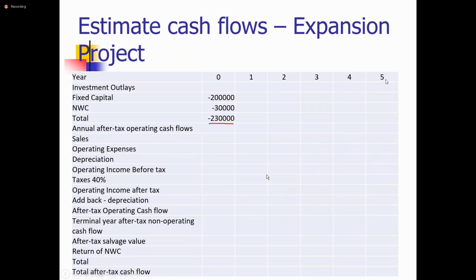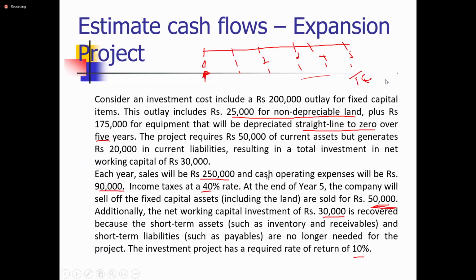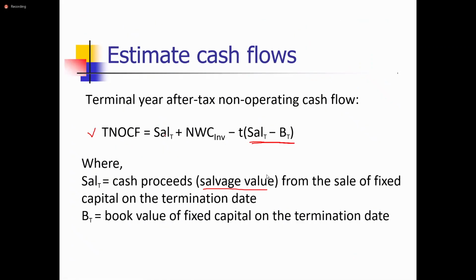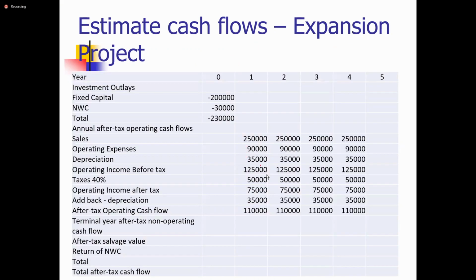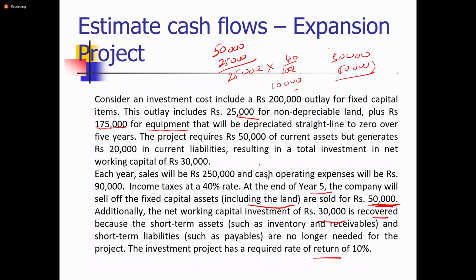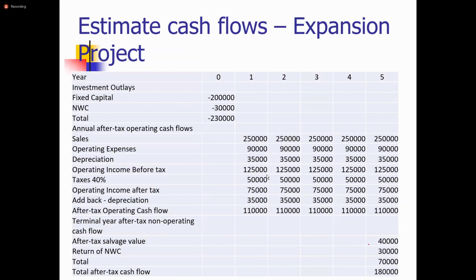I will go to the formula if you are confused about this one here. On that salvage value, you have to pay the tax. So that you have to deduct. Now here it is 10,000. This is 50,000. From 50,000, you have to deduct the 10,000. So then amount is equal to 40,000. After tax salvage value is equal to 40,000. This is how this 40,000 is arrived.